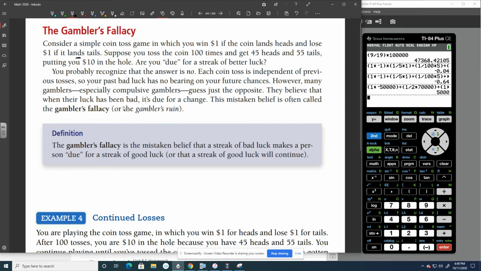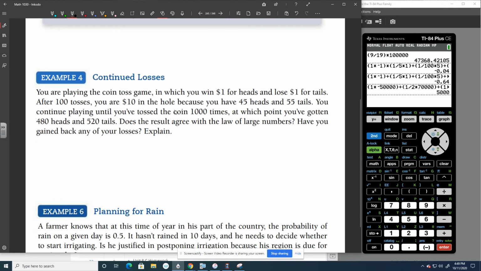Now, I want you to think about this situation, okay? So if you're playing this coin toss game and you win $1 for heads, you lose $1 for tails. So after 100 tosses, you're $10 in the hole. So you've gotten 45 heads and you've got 55 tails. So what that means is really you are only 5% off of the expected value. You're only 5% off. So you owe $10, okay?